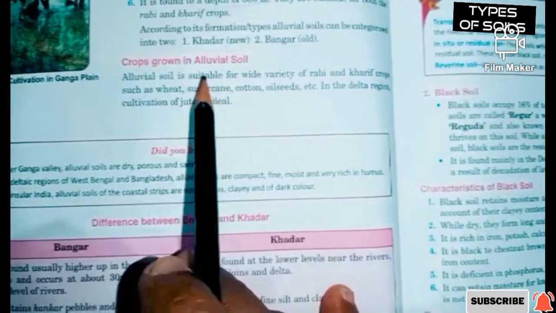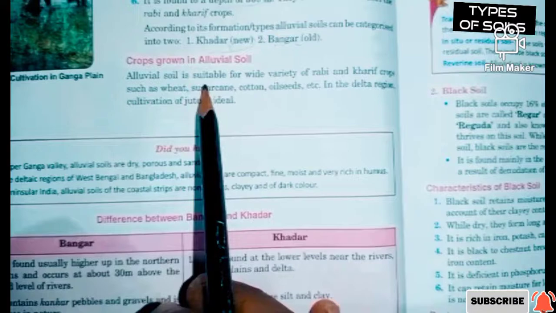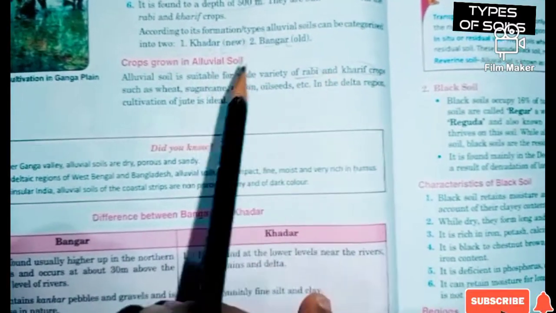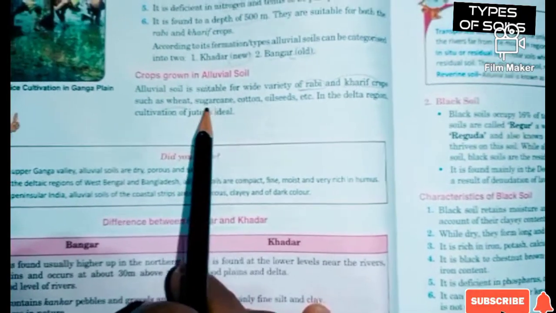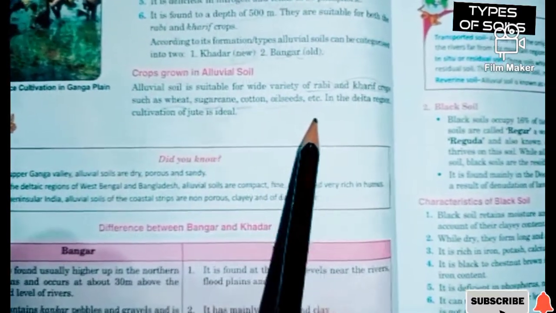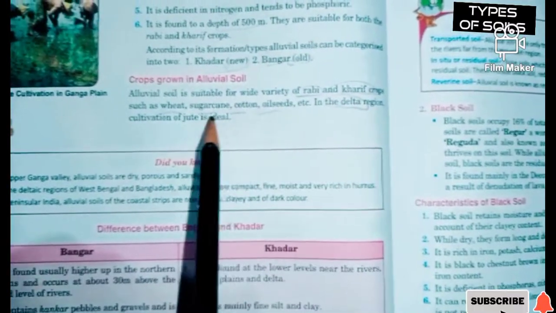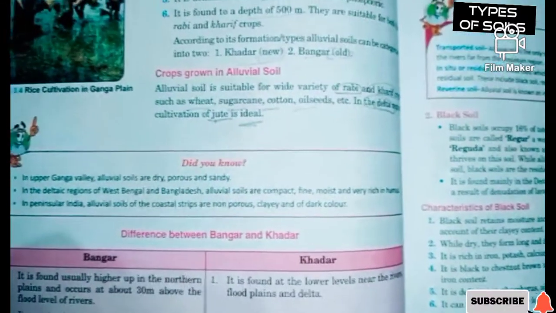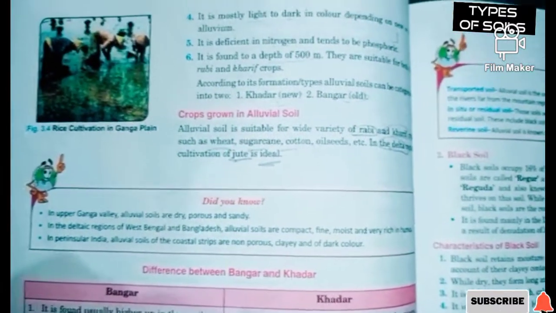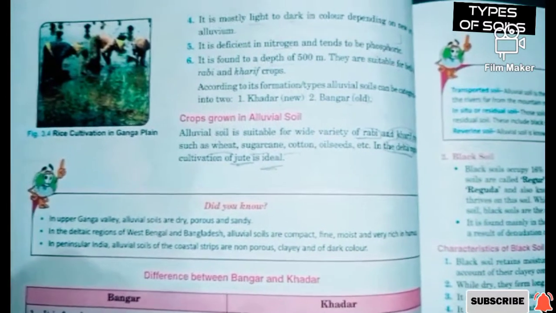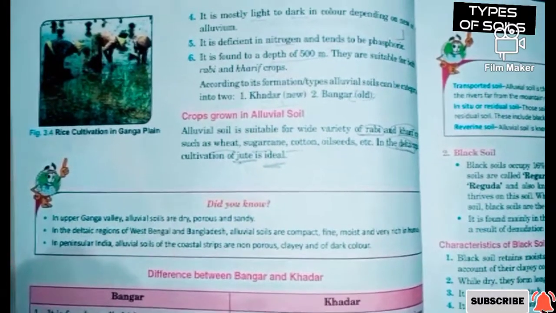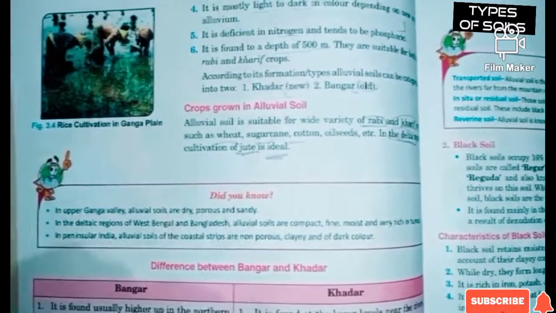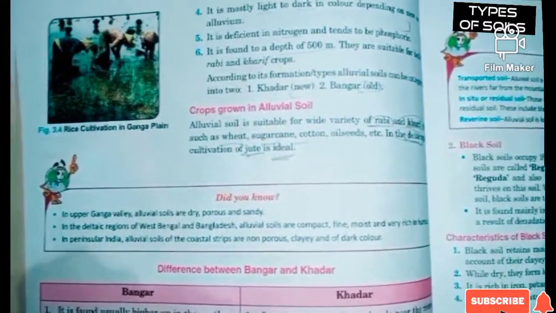Let's see which types of crops can be grown widely on this soil. Here we can grow Rabi and Kharif crops, such as wheat, sugarcane, cotton, and oilseeds. And in the delta region, jute is ideal for cultivation in this soil. So these are some of the characteristics, the formations, and the areas where we can mostly find alluvial soil. I hope you got some idea why in these particular areas we have alluvial soil.